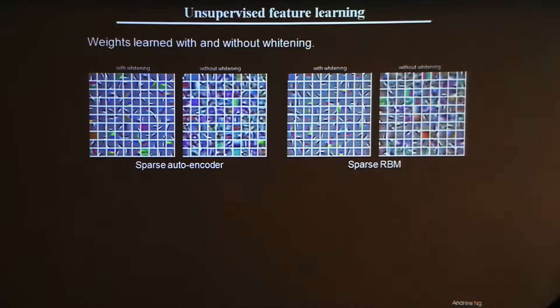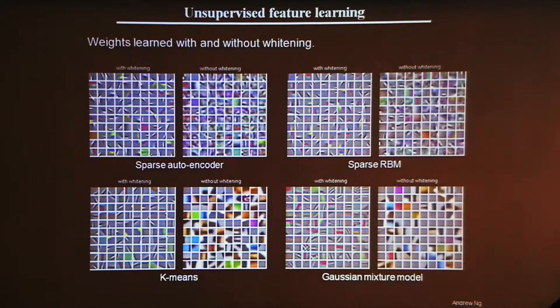Adam Coates did this interesting experiment. He took a bunch of these algorithms, sparse autoencoder, sparse RBM, and then we kind of asked, what's the simplest, dumbest unsupervised learning algorithm on the planet? K-means, right? That's like the first learning algorithm taught in every machine learning class.